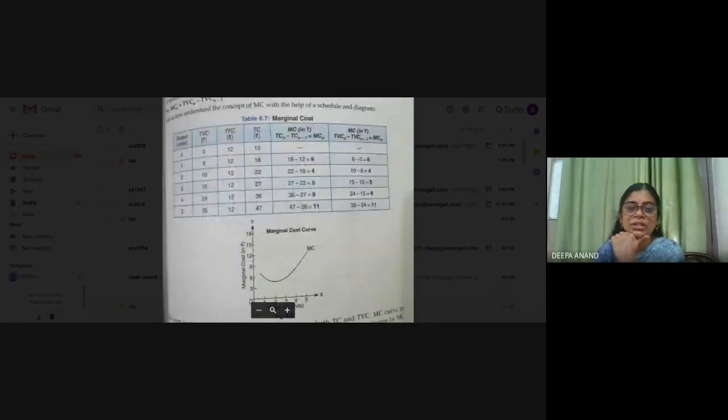Can you see the marginal cost curve on the board? Yes, ma'am. Okay, good. Right. Marginal cost refers to addition to total cost. Make a little fast because at least marginal cost we can complete. Marginal cost refers to addition to total cost when one more unit of output is added or produced.